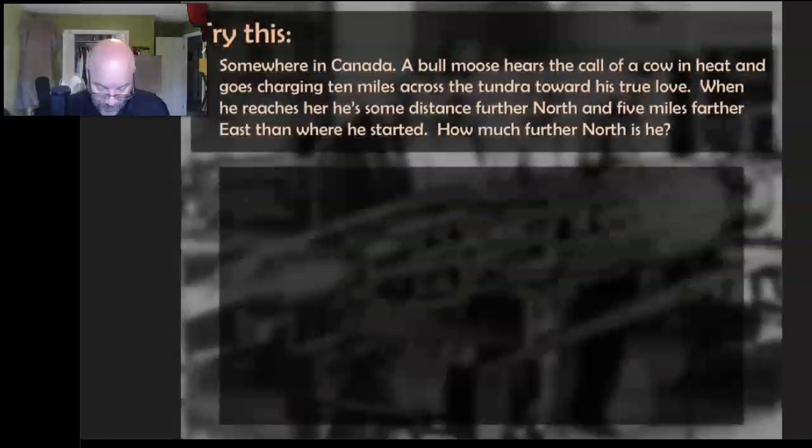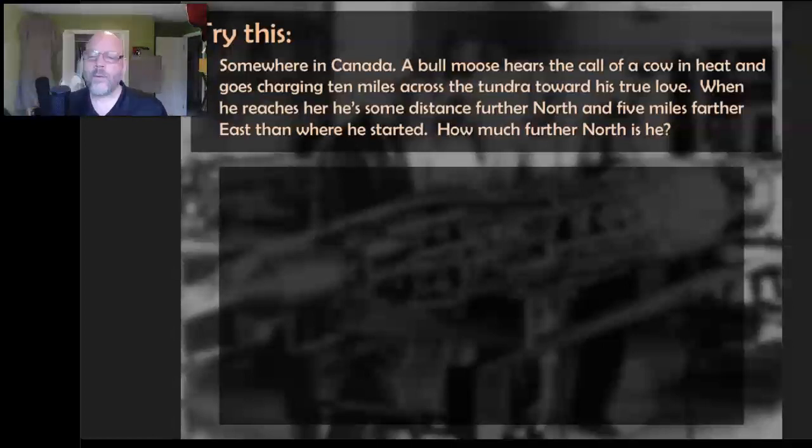Here we have a little problem. It says somewhere in Canada, a bull moose hears the call of a cow in heat and goes charging 10 miles across the tundra toward his true love. When he reaches her, he's some distance further north and 5 miles further east than when he started. How much further north is he?